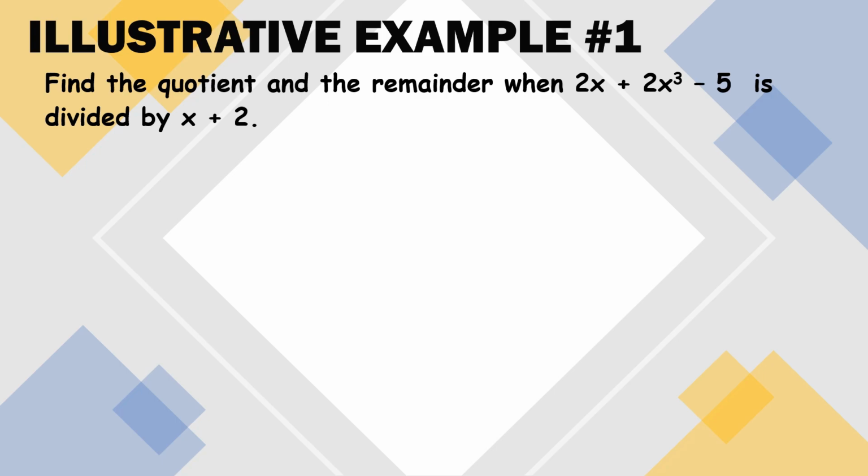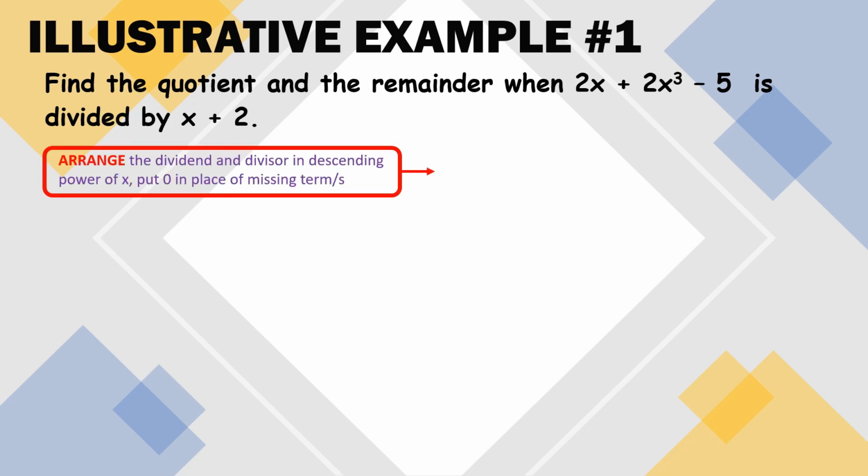So the step 1 is to arrange. Arrange the dividend and divisor in descending power of x and put 0 in place of any missing term or terms. So for this one, we're going to arrange your dividend, and that will give us 2x cubed plus 0x squared plus 2x minus 5. And this is actually your 2x cubed, then your 2x, and minus 5. You just simply arrange it so that the exponent will be in descending order. And we have to put 0x squared for the missing term with x squared on our polynomial.